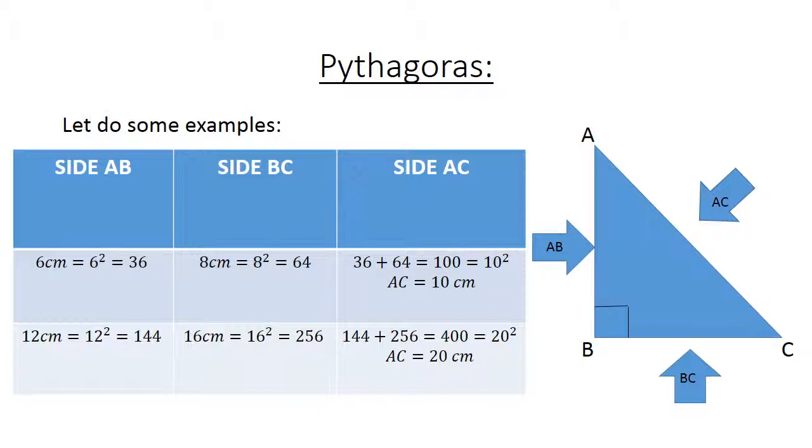If we look at another example, AB is now 12 centimeters. Side BC is 16 centimeters. And according to Pythagoras, 12 to the power of 2 plus 16 to the power of 2 equals 144 plus 256 equals 400 equals 20 to the power of 2. So AC equals 20 centimeters.